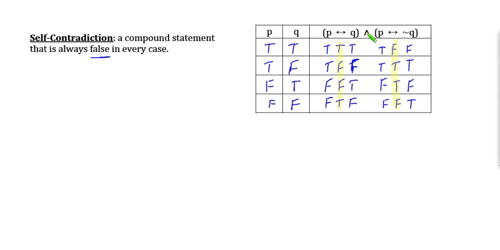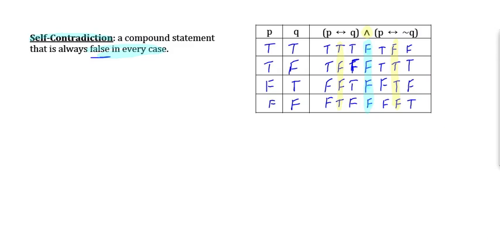And the last thing we're going to look at here is the and. So we're going to combine them with an and. This is going to be true if both are true. So here they're not, here they're not, here they're not, and here they are not. So our final answer is this column right here. And you can see that it's false in every case. And so this is an example of a self-contradiction.